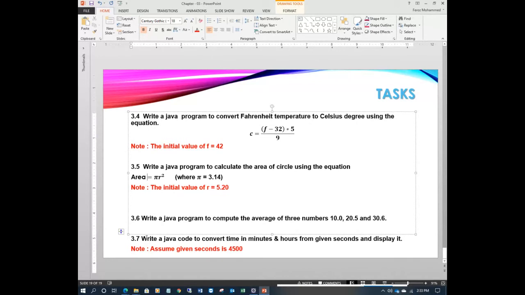Area has a meaning, right? So let's see this one. I will complete this one. You have one value as input, the output is area, r is the input, and this is a constant value.